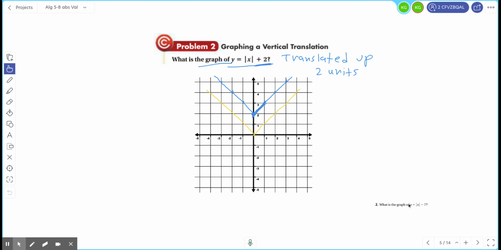If we were asked, what is the graph of, I wonder if I can make that bigger. Woo! What is the graph of absolute value of x minus 7? Well, that minus 7 would mean we'd be going down from the origin, down 7 units. And so, from here, we'd have to go all the way down off the graph here to negative 7, and then draw our graph down there.